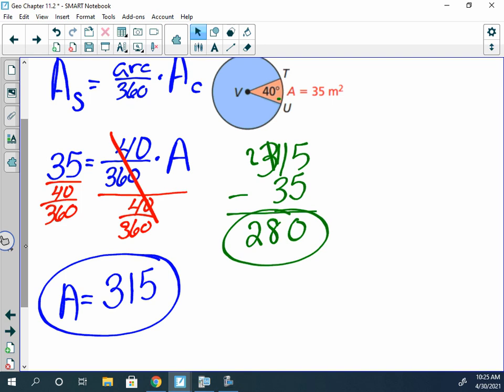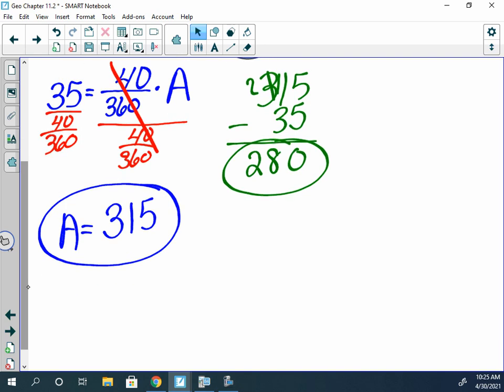Any questions on this here? We could take it one step further, and if I wanted to know the radius of the circle, 315 is equal to what? Pi r squared. So like we did at the very beginning, we can divide it by pi and take the square root, and we have the radius. So it's not a huge step beyond it. Any questions on this here?